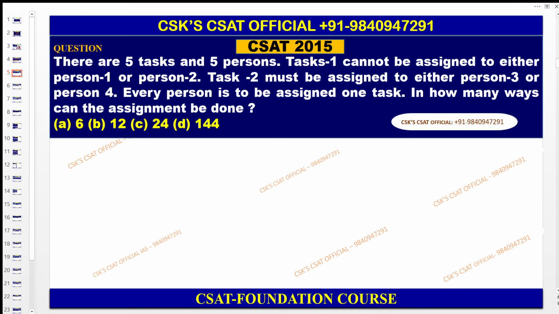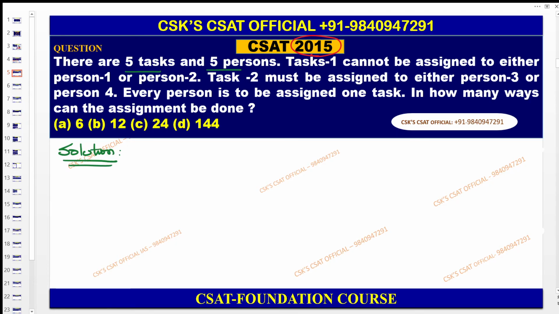Learn this question. It was asked in 2015, and repeated in 2023. This question repeated in 2023. Understand this one. I will show you that 2023 question also.